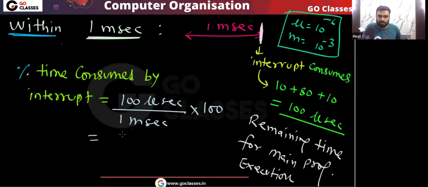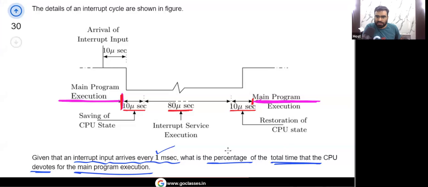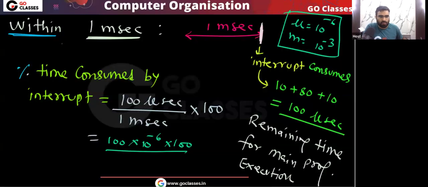Okay, so here what will happen? 100 multiplied by 10 to the power minus 6, multiplied by 100 to find the percentage. The question is asking for percentage, so divided by 10 to the power minus 3. So finally what are we getting? That will be 10%. Yes or no? You will get 10%.